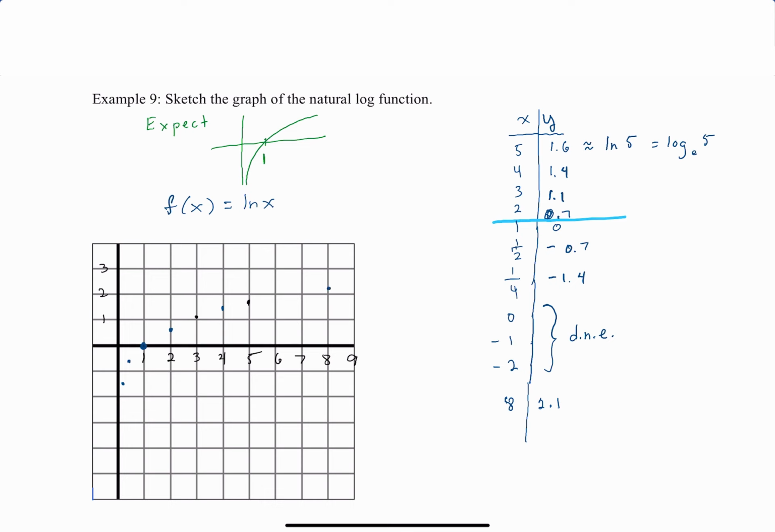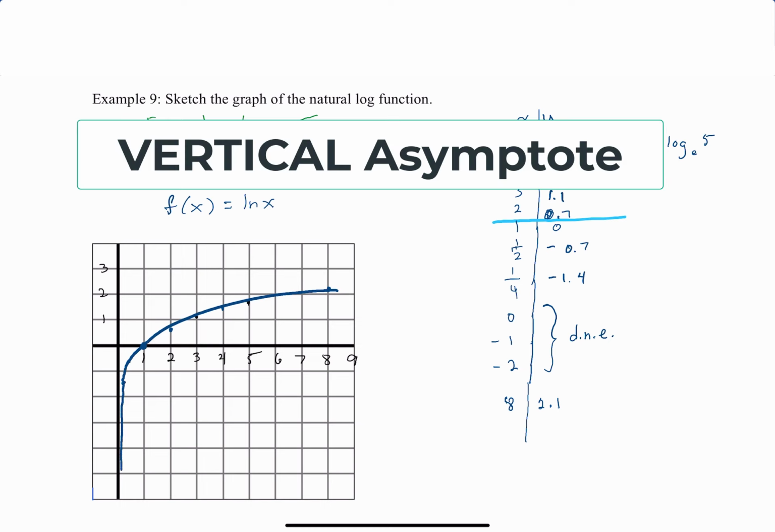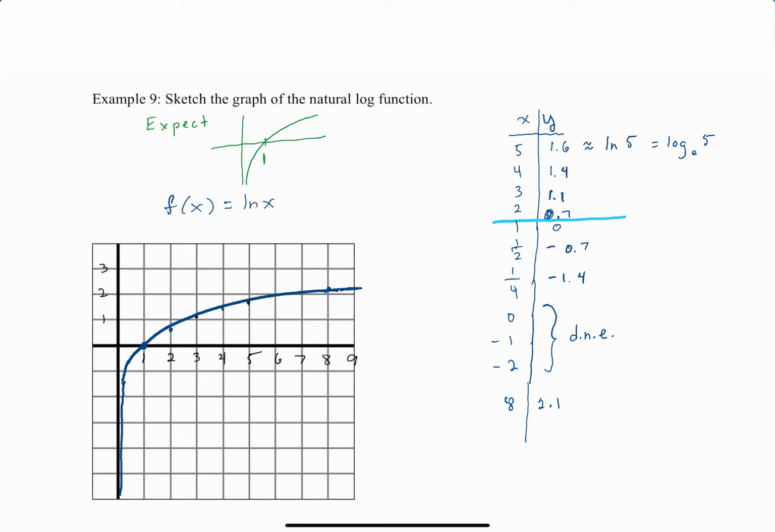Okay, then we connect the dots in a smooth curve. Try your best to indicate that the y-axis is a vertical asymptote without actually touching it. And it will continue to increase as we go off the edge. Okay, so that's our ln of x graph. Notice it does match what we were expecting, so that's good news.